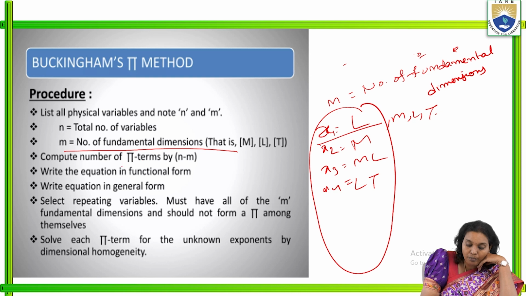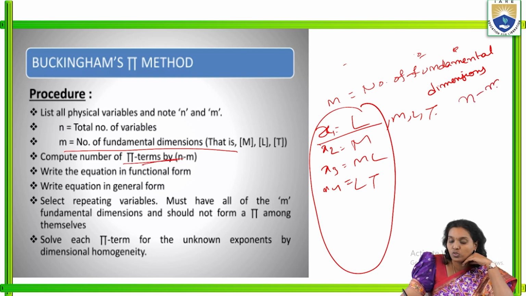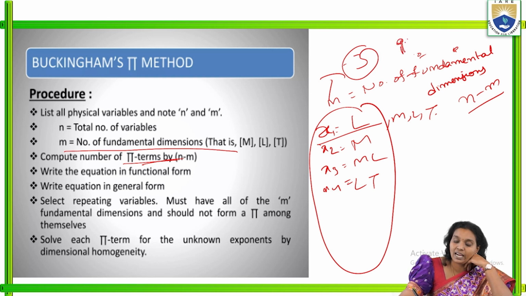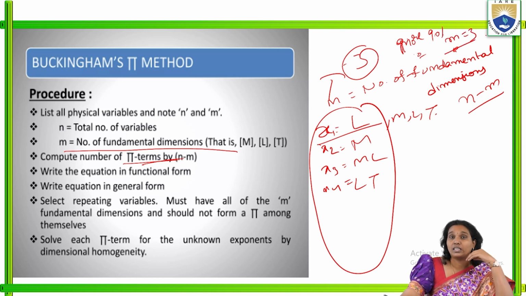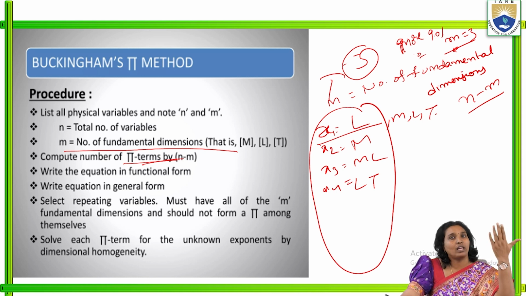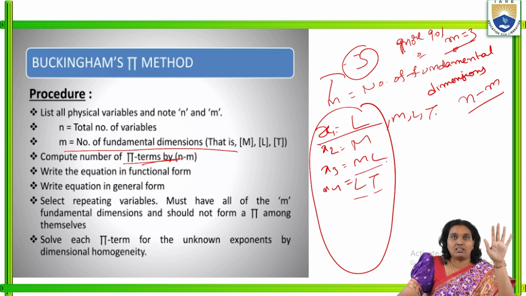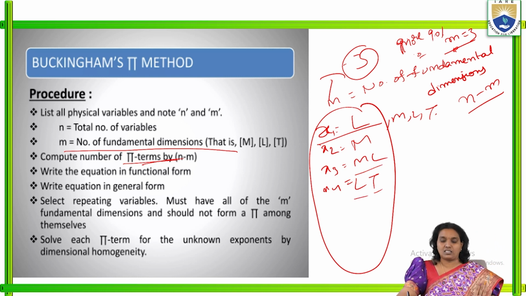So now compute pi terms. Now n minus m. In most of the cases, m is equal to 3. In more than 90% of cases, m is equal to 3. Why? Because this method is suitable when there are more than 4 variables in the given equation. Whenever more than 4 variables are there, it requires a function, so then only we are using Buckingham's pi theorem. In all the 4 terms, definitely we will observe M, L, T in most of the cases. So that's why m is equal to 3.